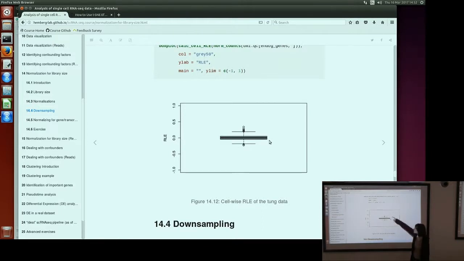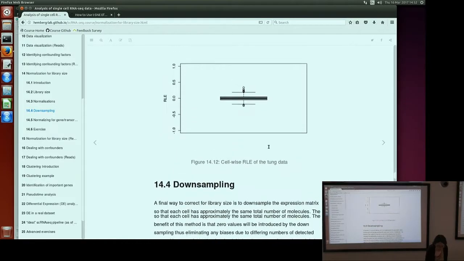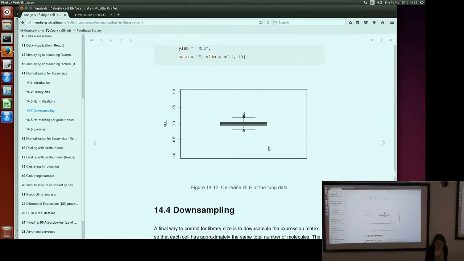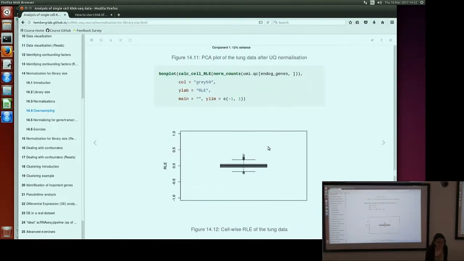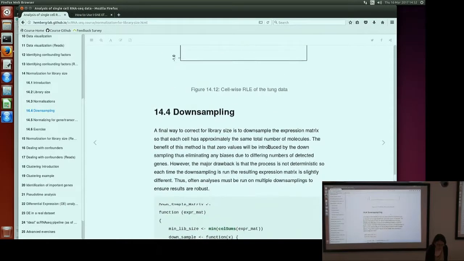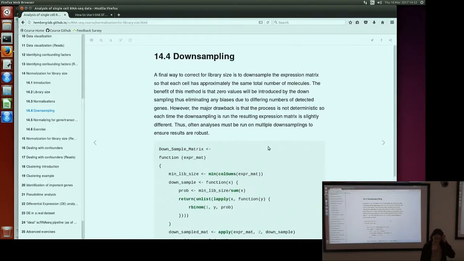Although using the RLE statistic, it looks quite a bit worse. So any questions on those methods? Okay, the next method is different from the above.